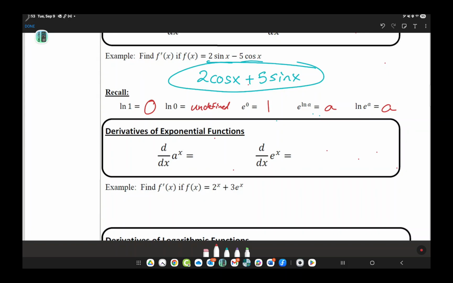Derivative of an exponential function. The derivative of an exponential function will always be itself times the natural log of the base. Which means if we take the derivative of e to the x, that is going to be e to the x times the natural log of e. But what is the natural log of e? 1. So this just becomes e to the x. This is one of the few functions where the function is its own derivative. So the derivative of e to the x is e to the x.